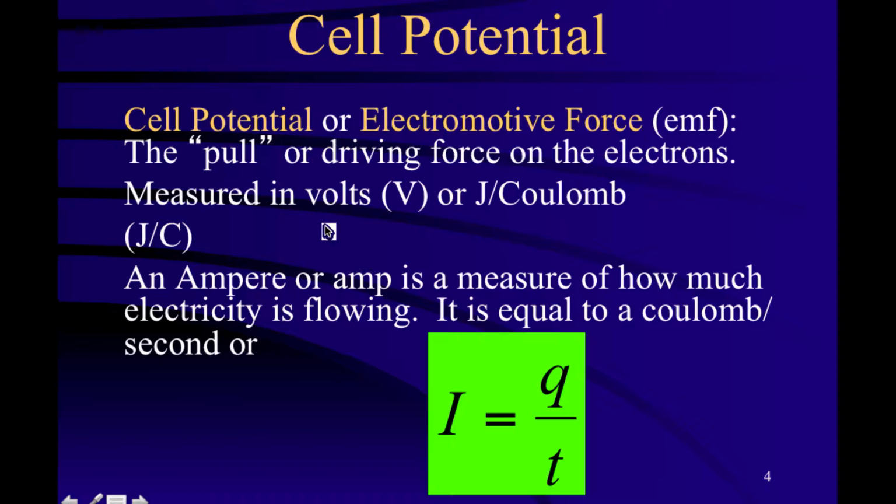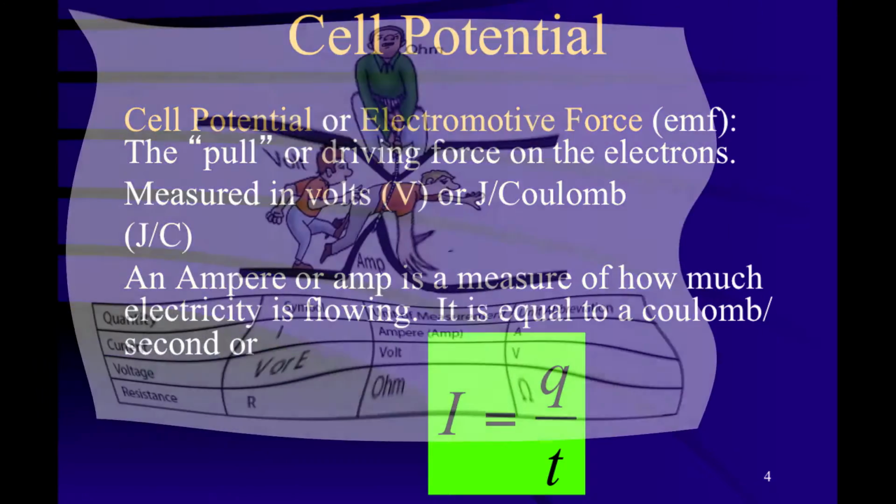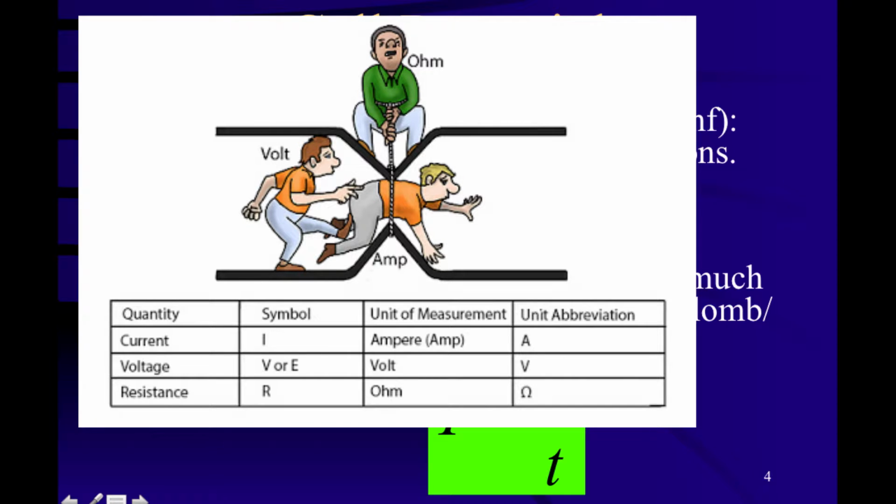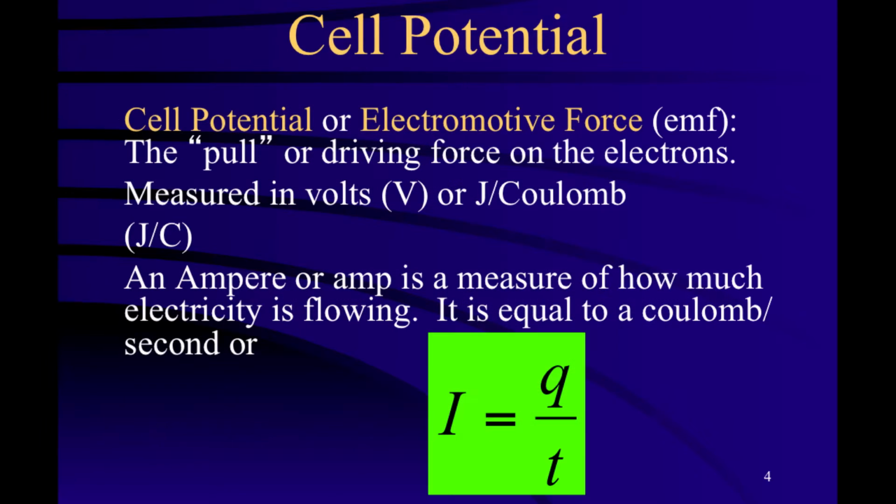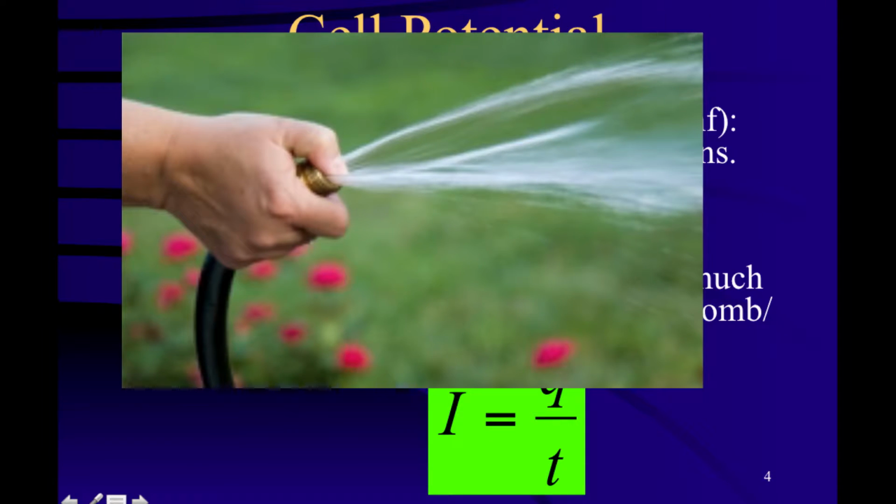I always think of it this way. Potential is how fast the electrons are moving. Amps are how many electrons are moving. Put your finger over the end of a hose, and potential is how fast the water squirts out. You have a little bit of water squirting out very, very fast.